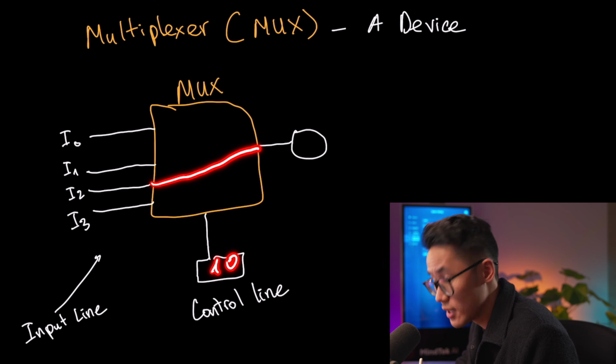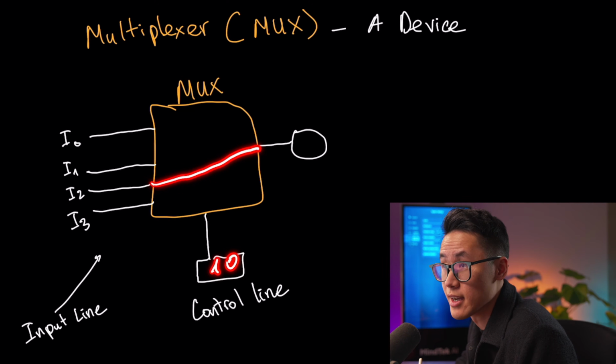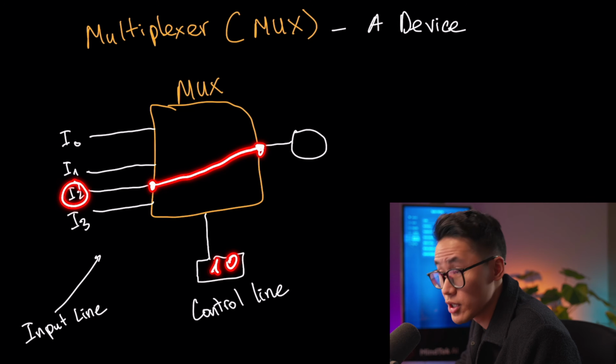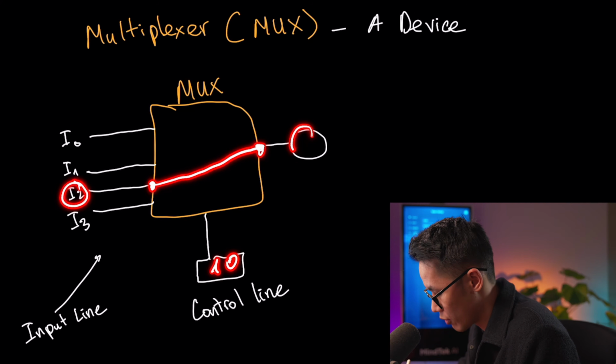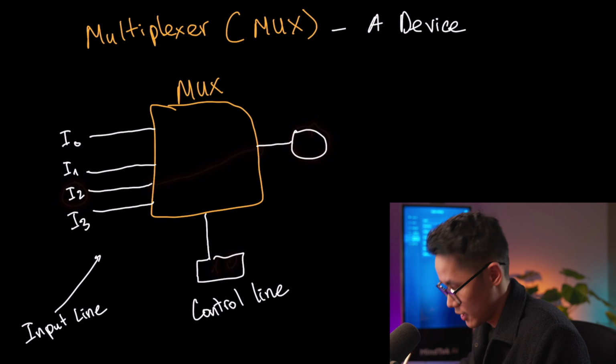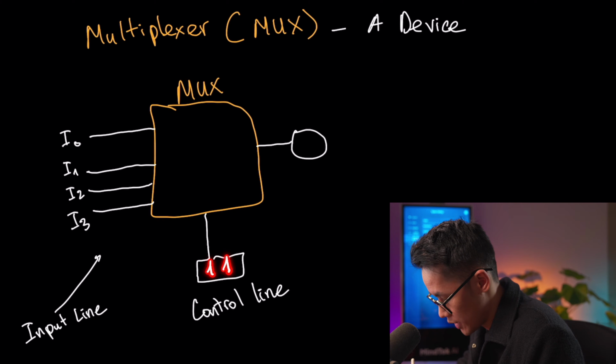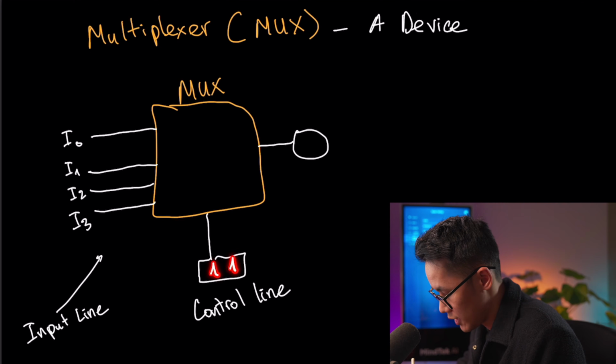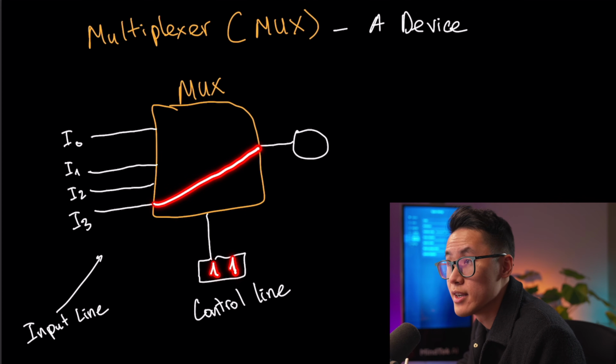This is what happened inside the mux. You have a connection between I2 and the output. So whatever you have for I2, it will be copied over to the output. Now if the control line is 1, 1, then I will copy I3 to the output, which means if it is 1, 1, then there's a wire that connects from I3 to the output.